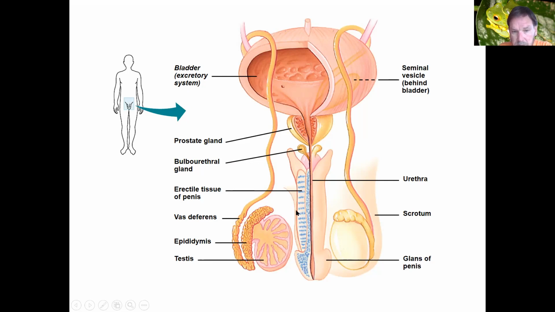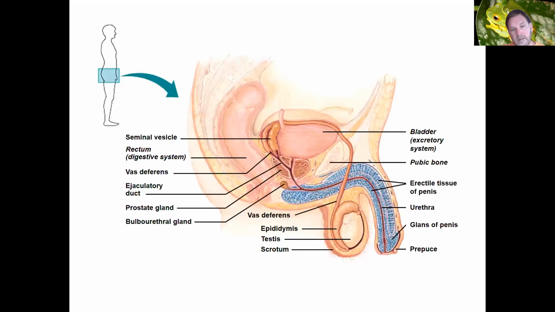The penis has smooth muscle, which when relaxed fills with blood to create an erection. And here is a cutaway view showing all of these things that I just explained in a different view.